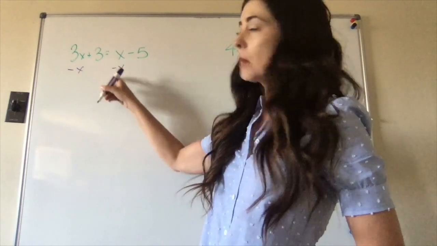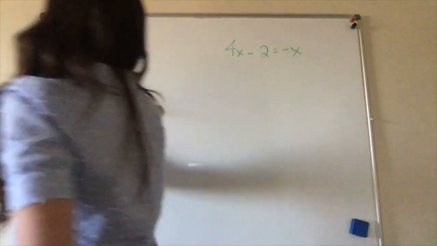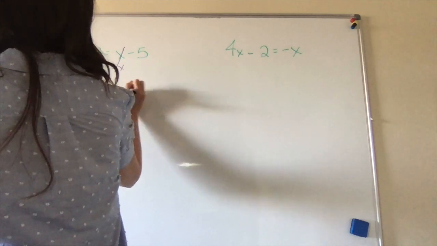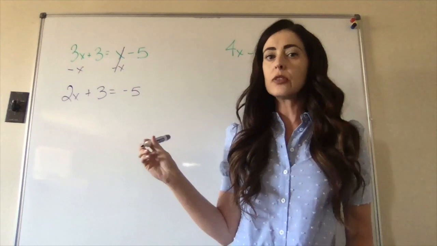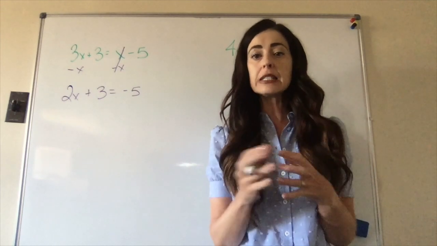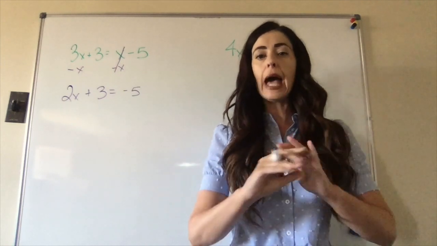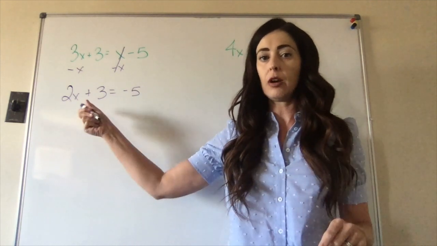Now I highly recommend doing each step by step, just to keep yourself organized. So x minus x is going to cancel out, and then 3x minus x is going to leave us with 2x. And I'm going to rewrite the rest of the equation. Okay, so now I'm left with 2x plus 3 equals negative 5. Now I need to further isolate that x by taking away that 3. And remember, we do everything else that we can in the equation before we isolate that variable, okay?